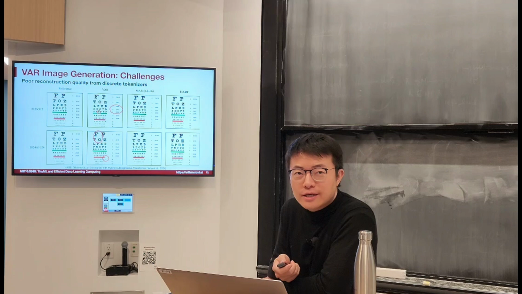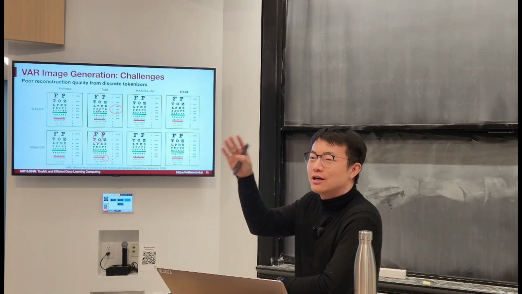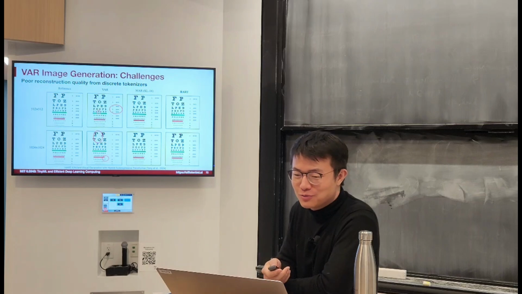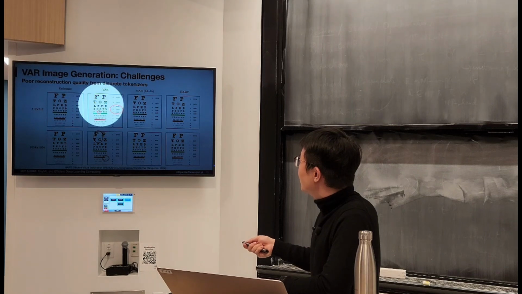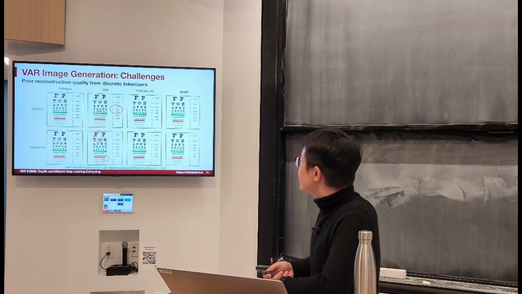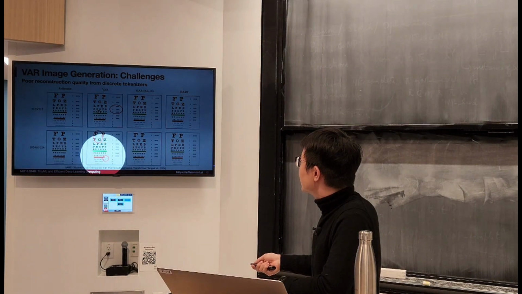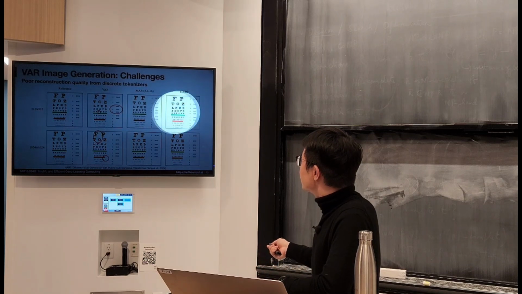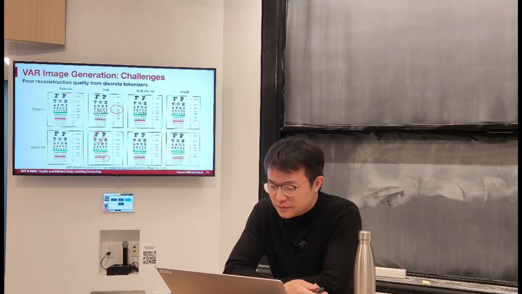So the discrete tokenizer inherently has its limitation. The images are continuous, and you force them to be discrete. So you can see the recovery quality for the VAR model. The F is not quite well recovered. Similarly, right here, there is a lot of distortion in this area, versus ours, which is able to recover them quite well.